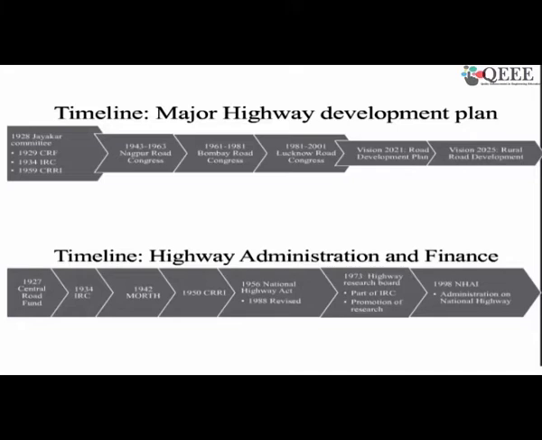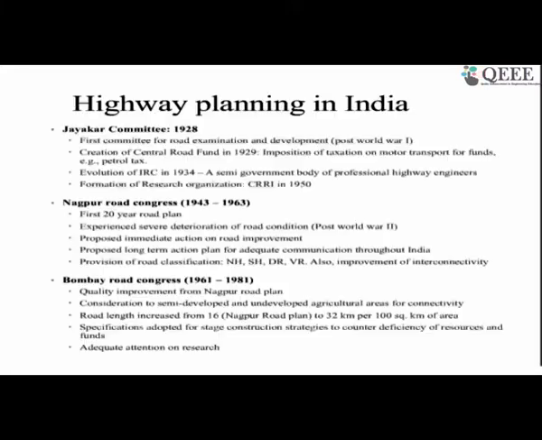Then came the organization which actually executes it in the field, the National Highways Authority of India, which started in 1998. They are primarily responsible for the national highways. So looking into the planning, the Jayakar committee, which met in 1928, was the first committee, as I had mentioned, to examine the road condition and the development and to provide a preliminary direction towards this.